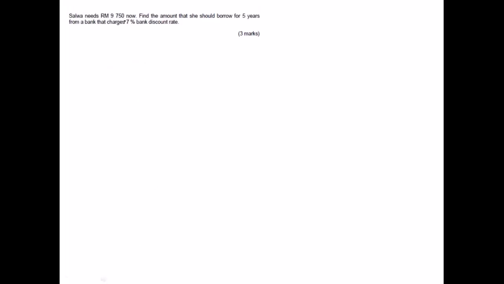Someone needs 9750 now. So this should be the amount of proceeds. Find the amount that she should borrow. She should borrow, so that is S. For 5 years, that is T. From a bank that charges 7% bank discount rate, that is our D. So based on the information that we have, the most suitable formula to be used is P equals S(1 minus DT). Substitute.